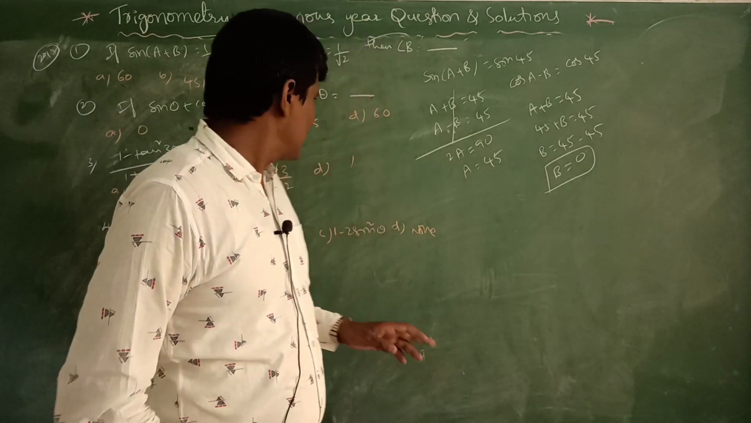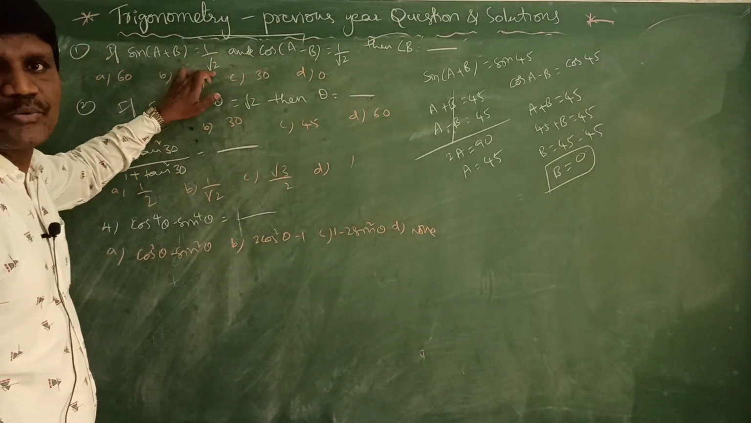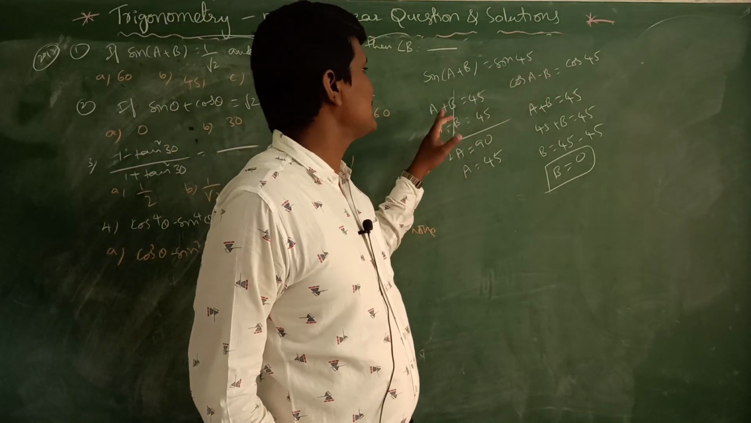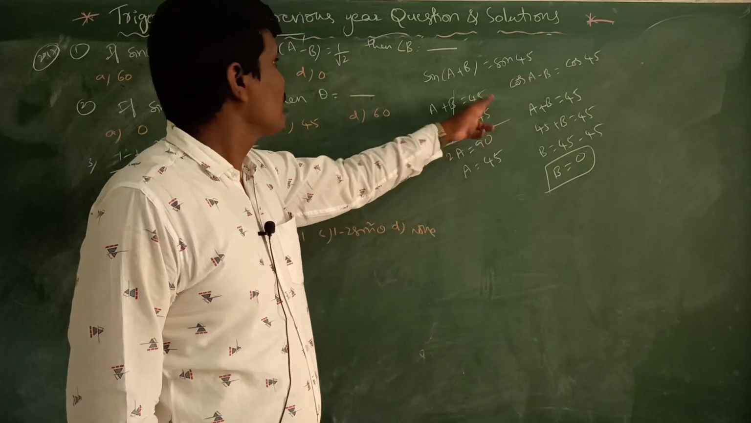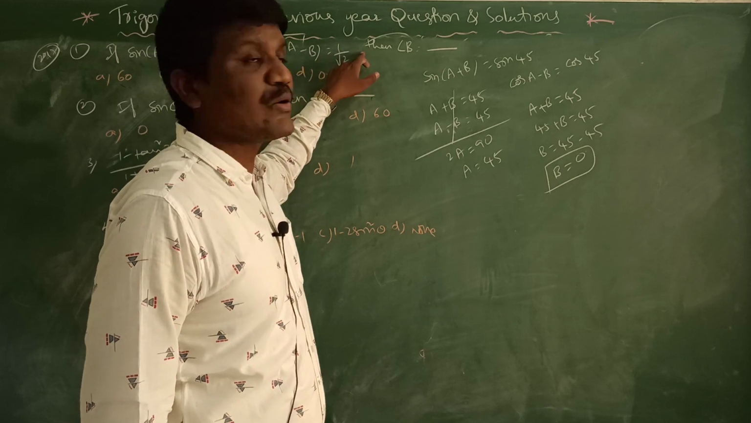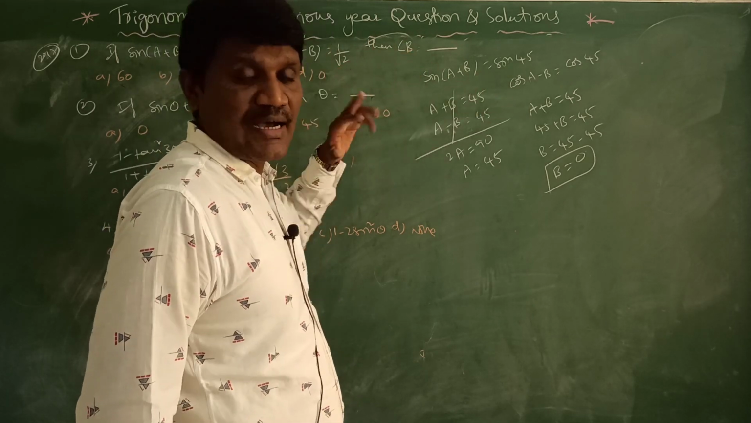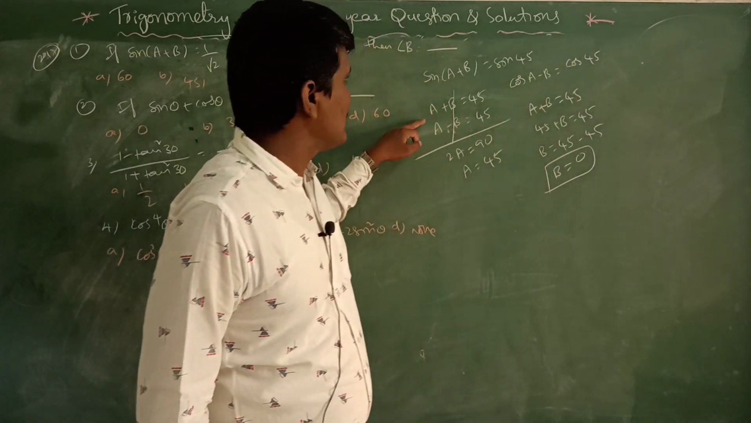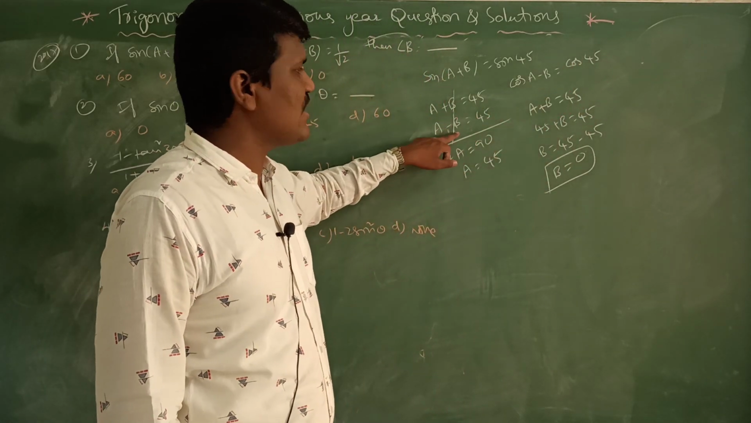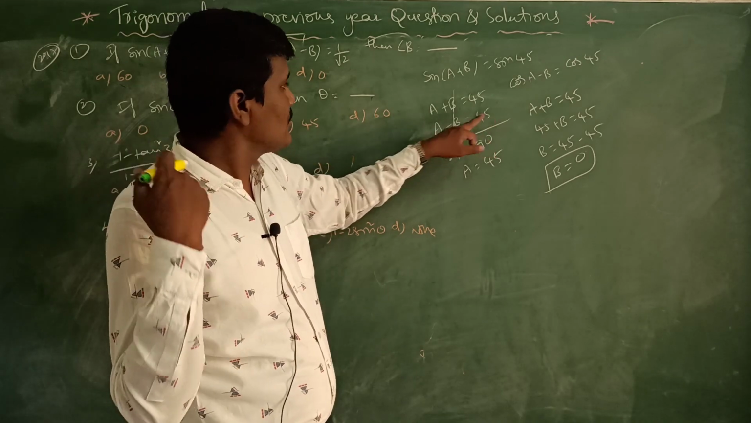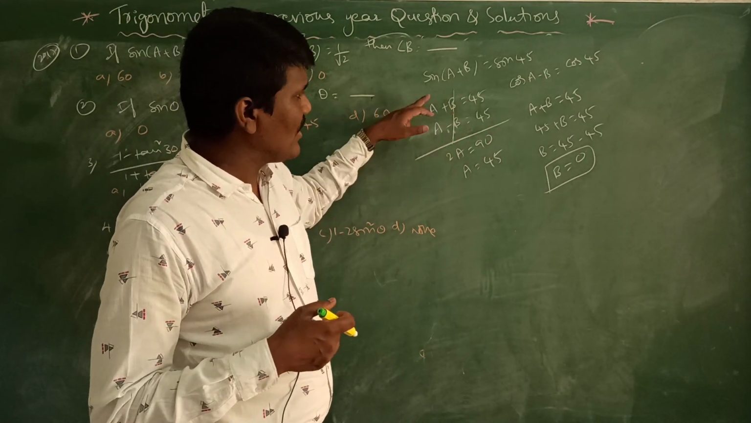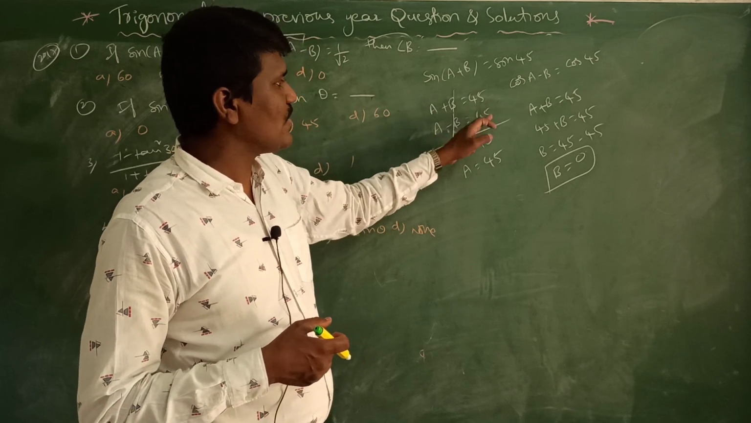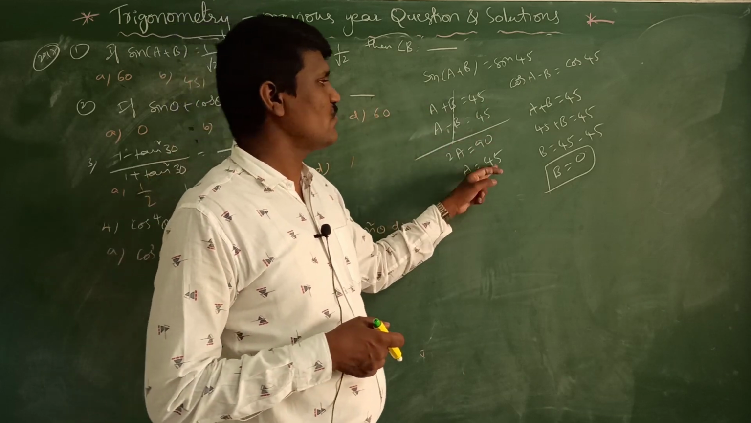Just observe, student. Sin(A+B) is equal to 1 by root 2, and 1 by root 2 is nothing but sin 45, so sin(A+B) is equal to sin 45. That means A+B is equal to 45. Next, cos(A-B) is equal to 1 by root 2. That means 1 by root 2 is cos 45, so cos(A-B) is equal to cos 45. That means A+B is equal to 45, A-B is equal to 45. So B cancels. While adding the two equations, A plus A is 2A is equal to 45 plus 45 is 90, A is equal to 45.